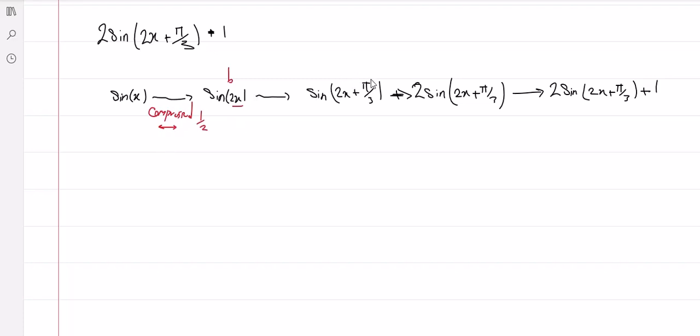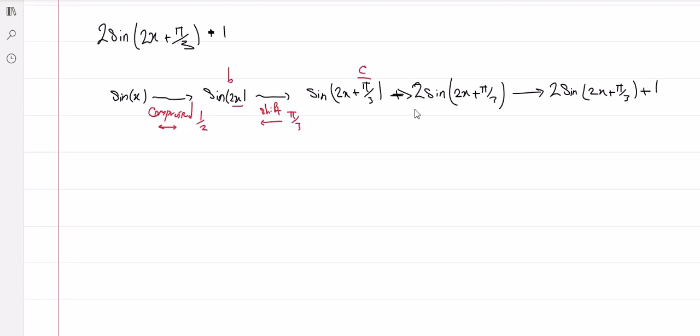Now, let's look at the second stage. As you see in here, there is a phase shift happening, whose variable is equal to c. If c was bigger than 0, which is a positive value in here, it means that the function is going to be shifted to the left by this value. So, shift to this direction by the value of pi over 3.